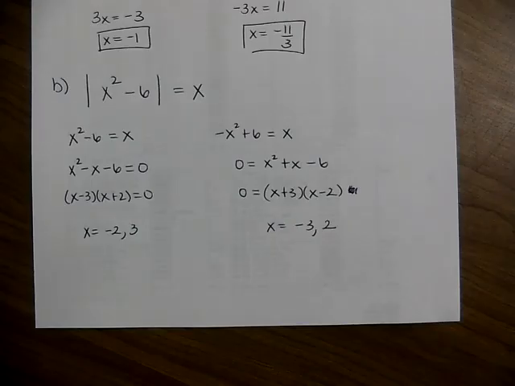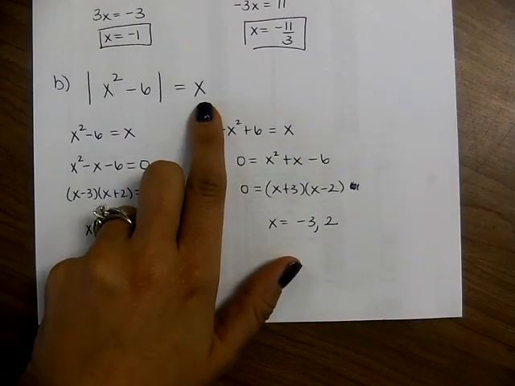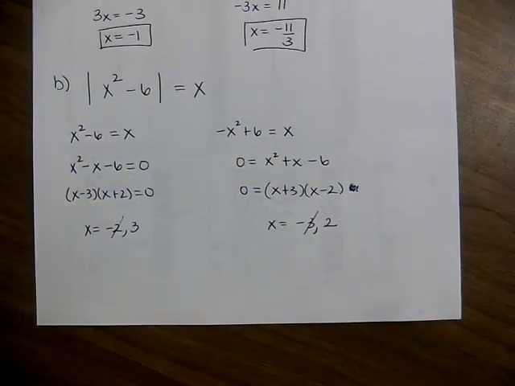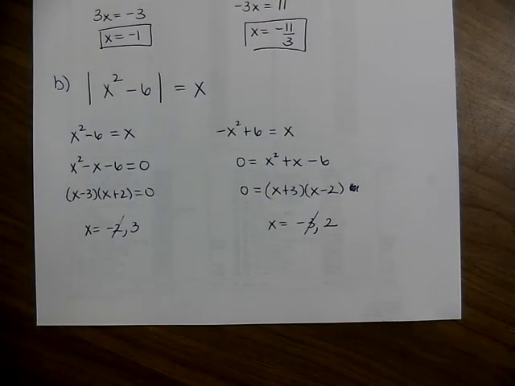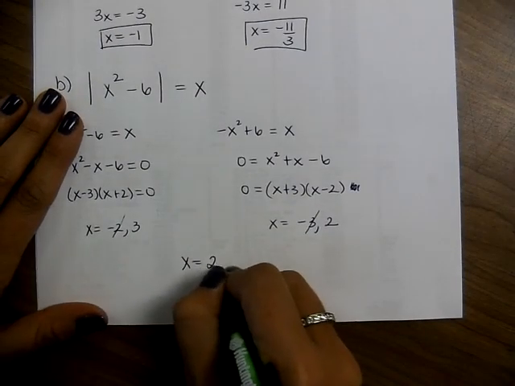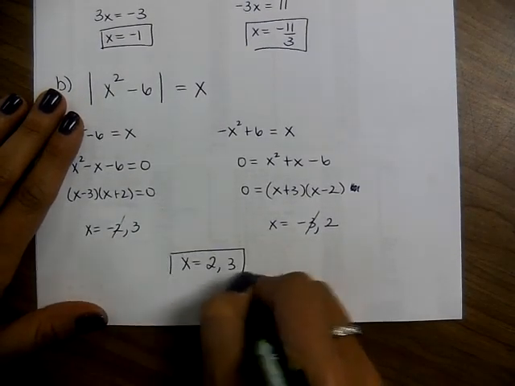Which ones don't work? Negative 2 and negative 3. Did you really have to take the time to plug that in to see that it didn't work? No, because we have an x over here, right? Is there any way to take the absolute value of something that's isolated and get a negative answer? No. So right away we should have been able to recognize that these 2 solutions are not good solutions. Those are extraneous. So the only solutions I have here are x equals 2 and 3.